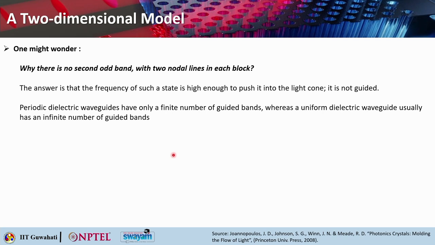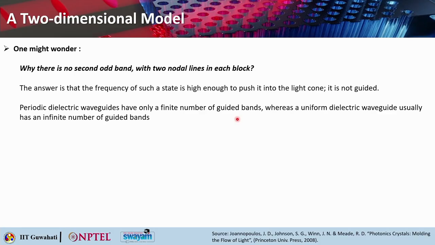So the periodic dielectric waveguides have only a finite number of guided bands, whereas if you compare this with the uniform dielectric waveguide, they can have an infinite number of guided bands. So this is one important difference between the uniform waveguides and these periodic dielectric waveguides.